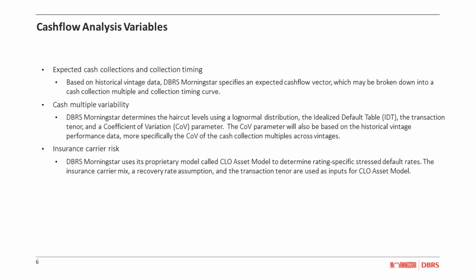And typically, a single correlation factor is used across all the providers, as they are generally in the same industry, which is the insurance industry. And the loss levels generated by the DBRS Yellow Asset model at various rating levels then are applied to further reduce the stress cash flow vector.